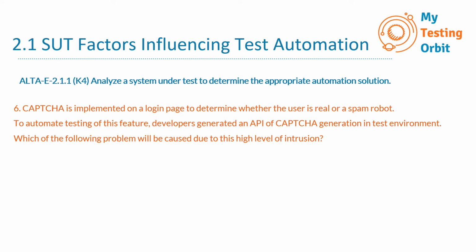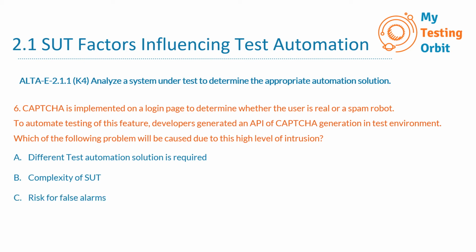Okay, so you must have seen that on many login pages there is a CAPTCHA option where either you have to enter a text given in the box, or there is a checkbox where it says I'm not a robot, and then you have to select some images from, I think, 9 images. You have to select the ones which you have been asked to select. Okay, so the options are: different test automation solution is required, complexity of SUT, risk for false alarms, increased cost due to changes in the system.